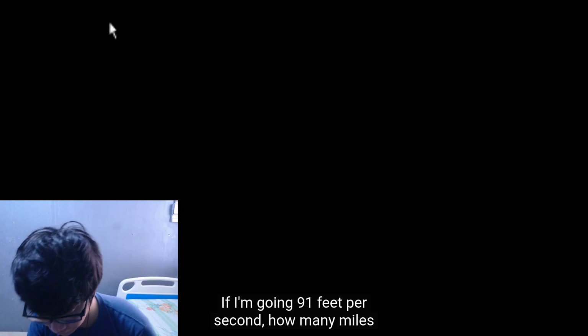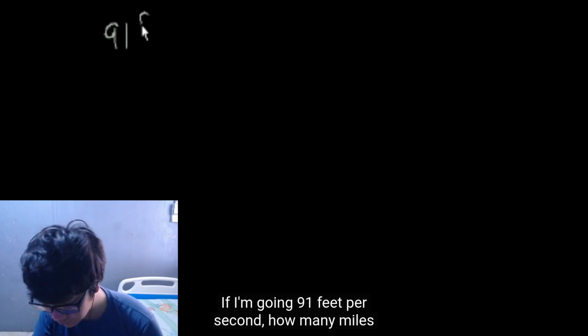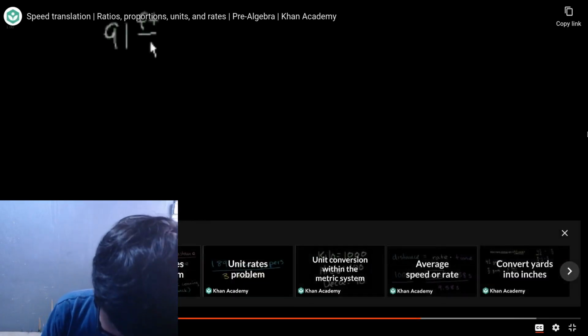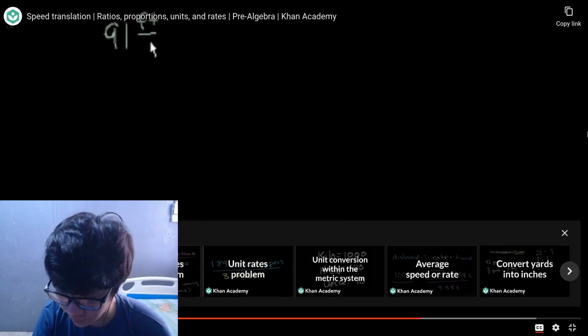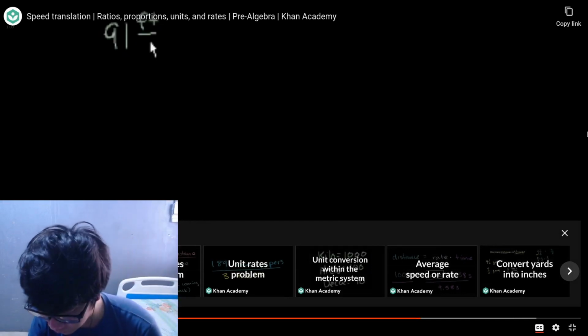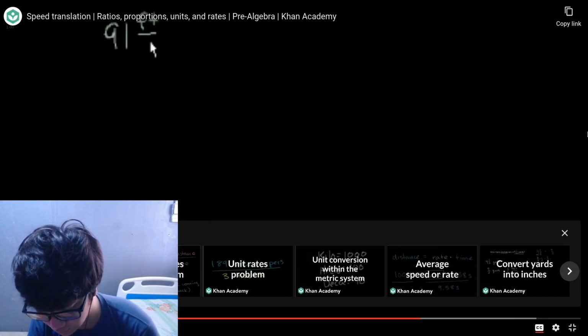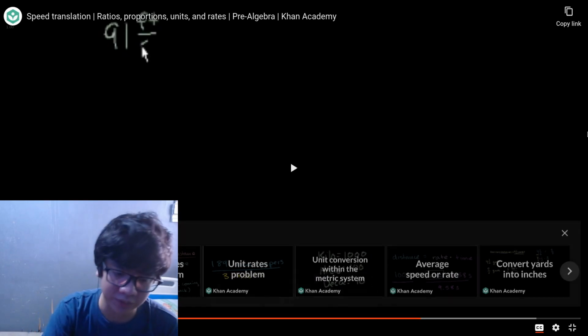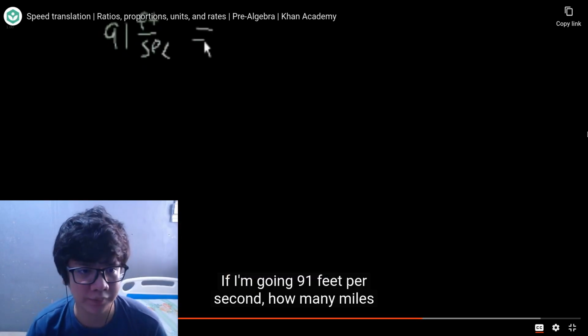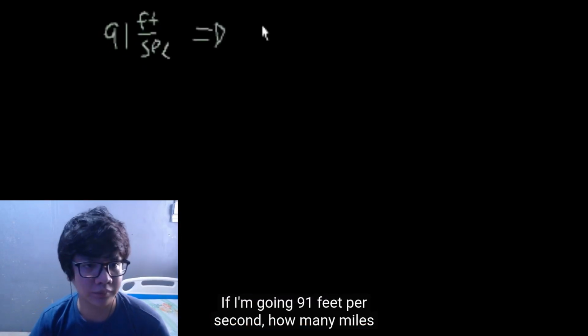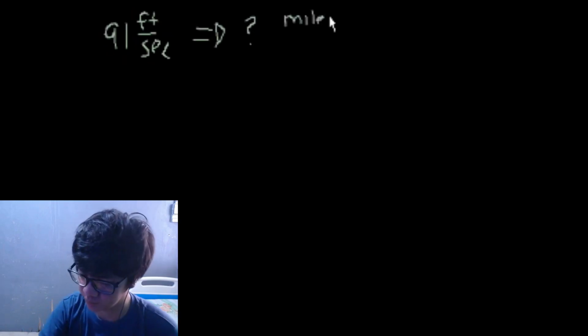If I'm going 91 feet per second, how many miles per hour is that?